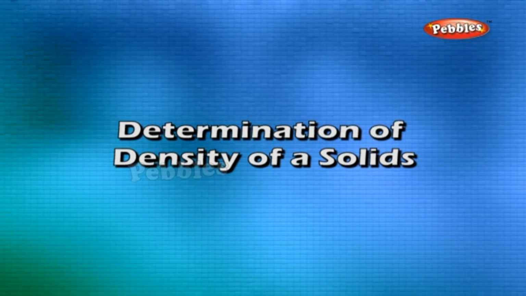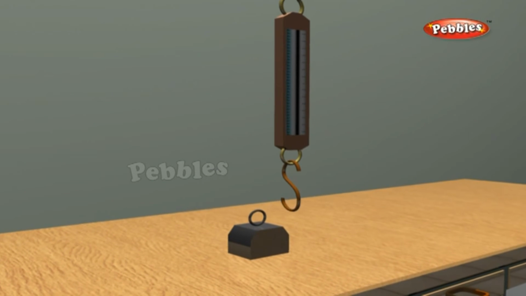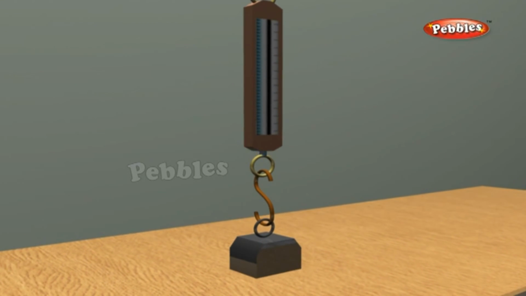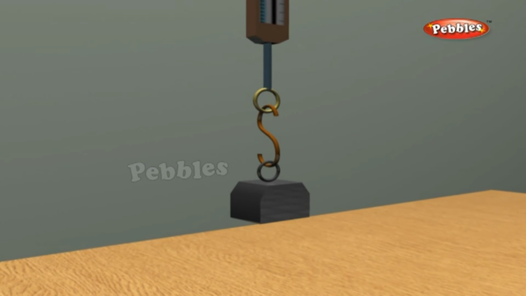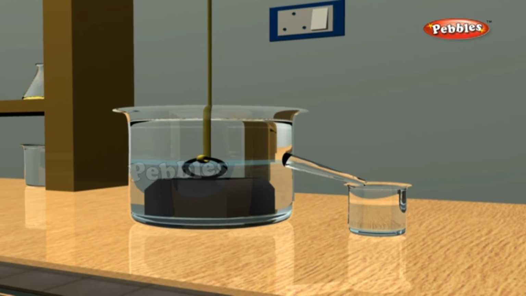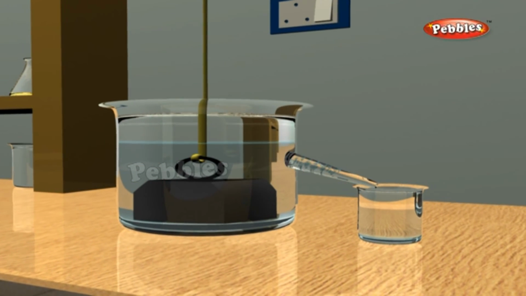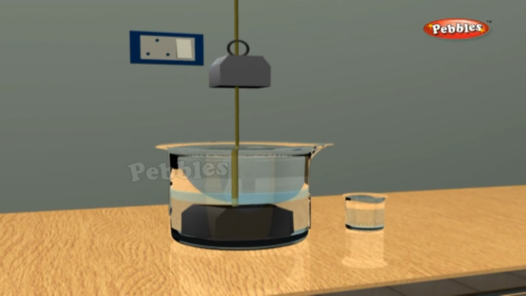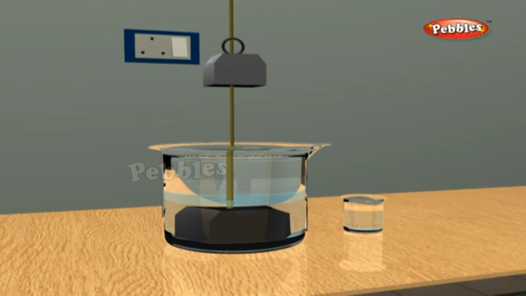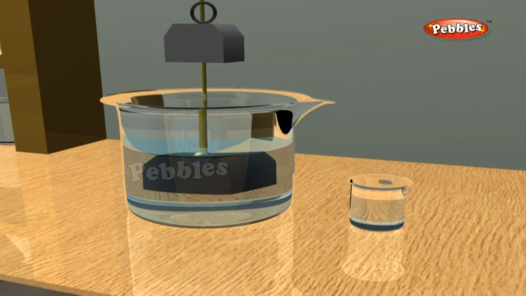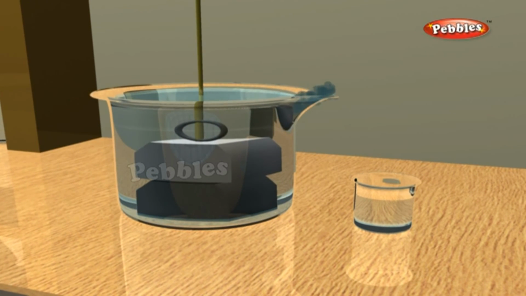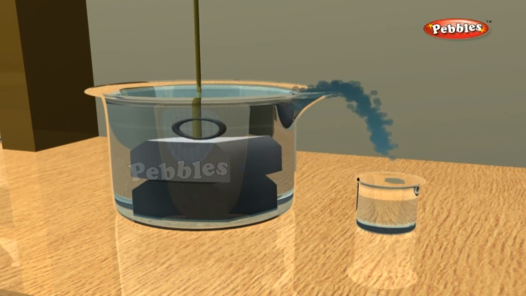Determination of density of a solid. The density of a regularly shaped solid is determined by measuring the object's mass, calculating its volume and dividing the mass by the volume. The volume can be determined by submerging the object in water. The volume of the object is equal to the volume of the water that overflows. When this method is used for a solid that floats, we attach a sinker to the object to submerge it in water. The volume of the sinker is then subtracted from the total volume of water displaced to find the volume of the solid. This is shown in the figure.